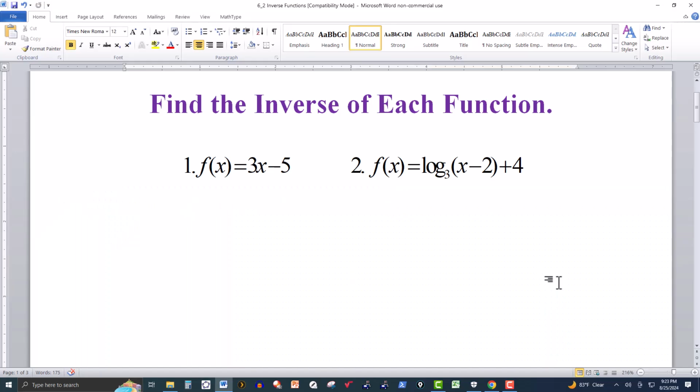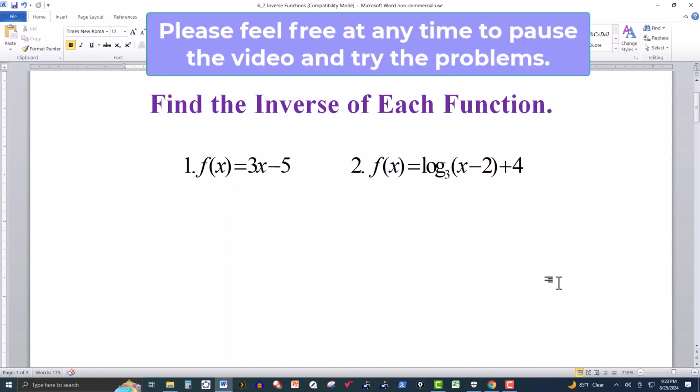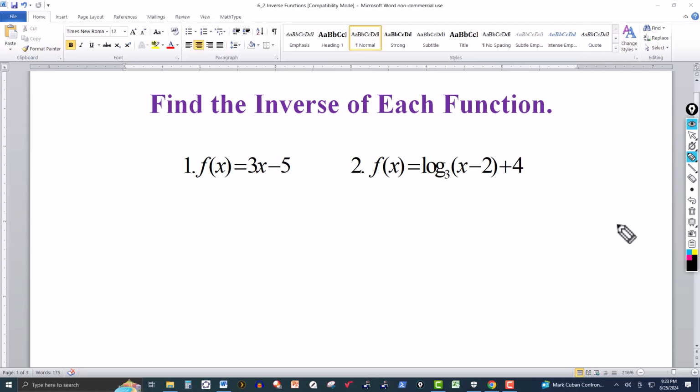In this video, we're going to find the inverse of two functions here. Now, by definition, a function is such that for every x, there is only one y. Not every function is going to have an inverse function. It might have an inverse, but the inverse won't be a function.